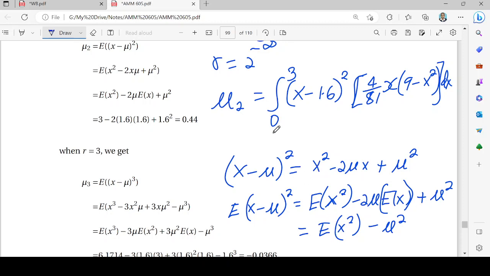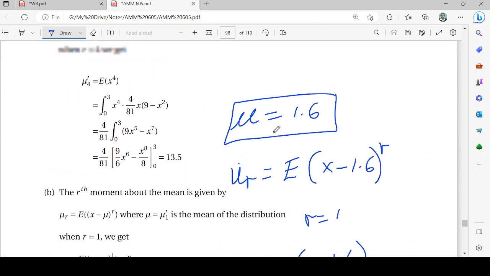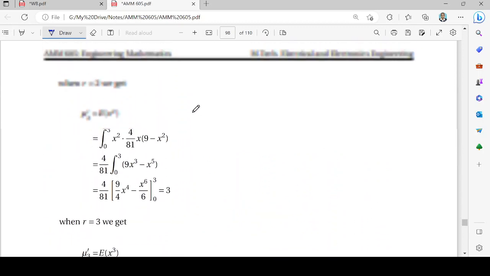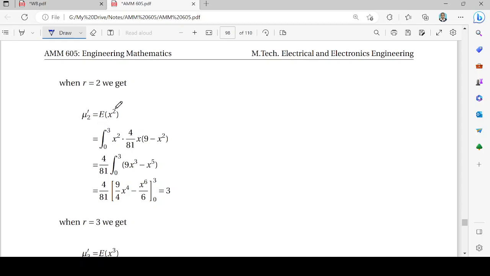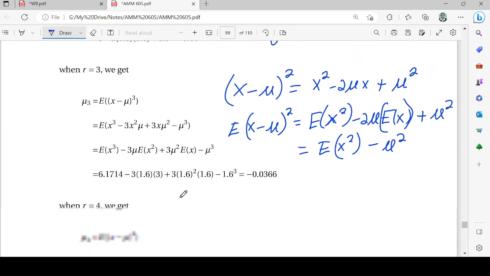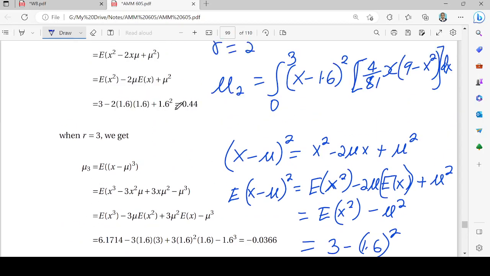Now, we know the square of the mean is 1.6 squared, and we have also obtained the expected value of x squared in the first part. The expected value of x squared is the second moment about the origin, which is 3. So that one we have already obtained. It means that we can then substitute here as 3 minus 1.6 squared, which will give us the value that we have here, 0.44.